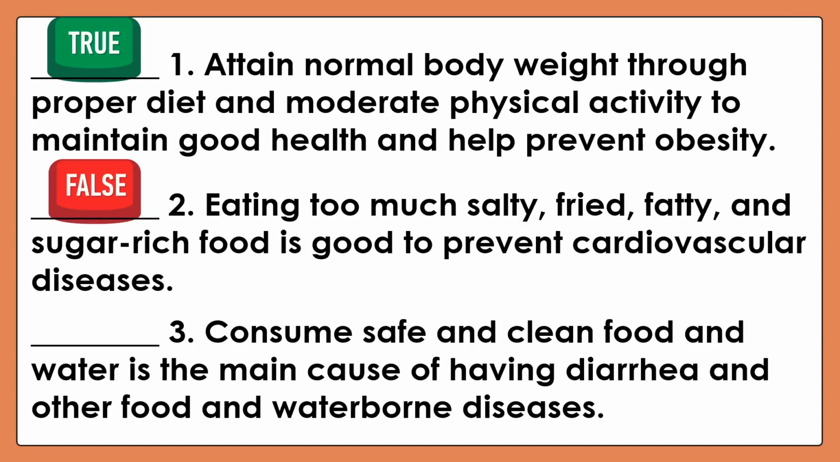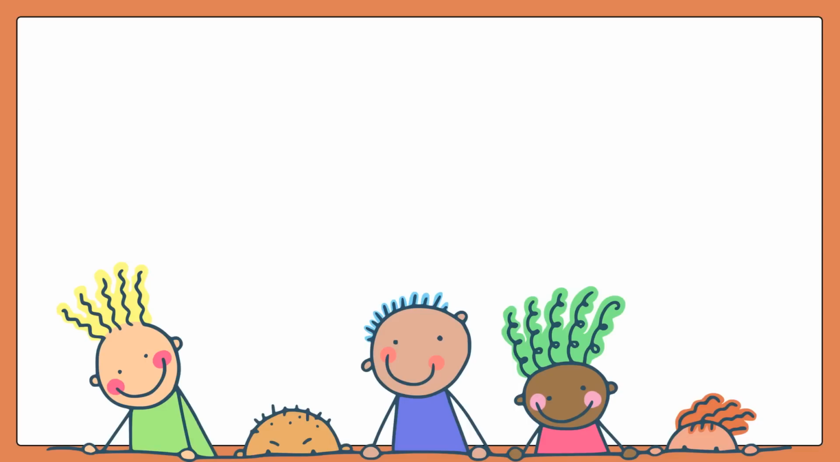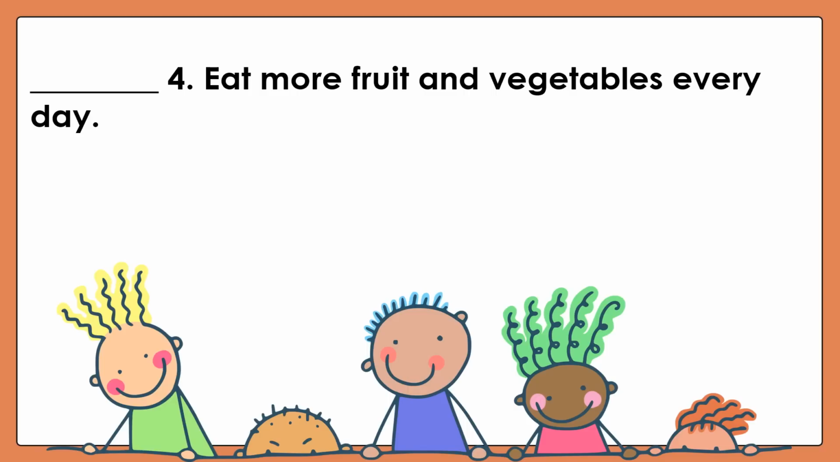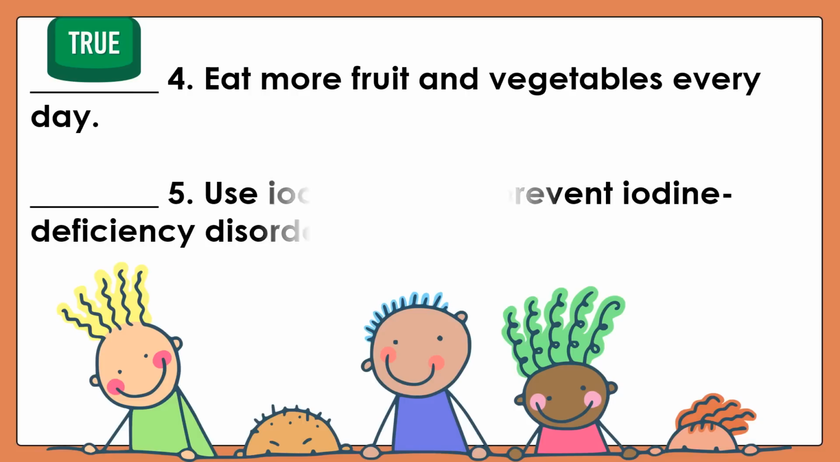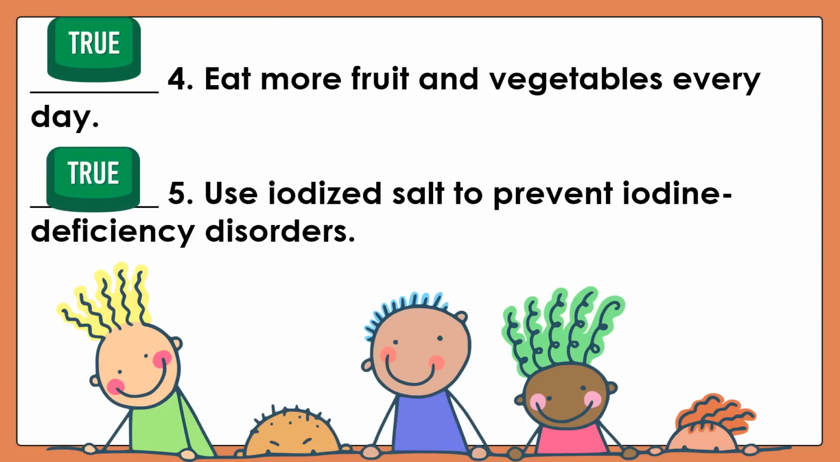Number 3, consume safe and clean food and water is the main cause of having diarrhea and other food and waterborne diseases. The answer is false. Number 4, eat more fruits and vegetables every day. The correct answer is true. Number 5, use iodized salt to prevent iodine deficiency disorders. The correct answer is true.